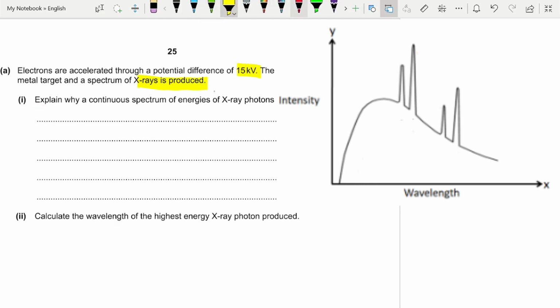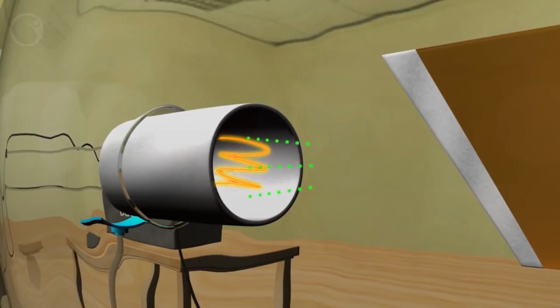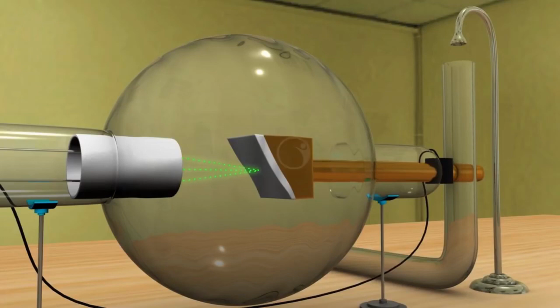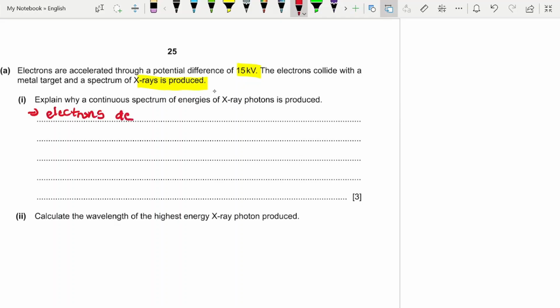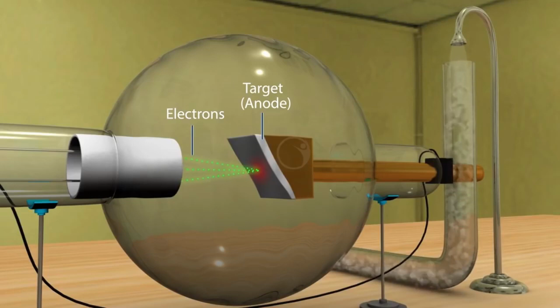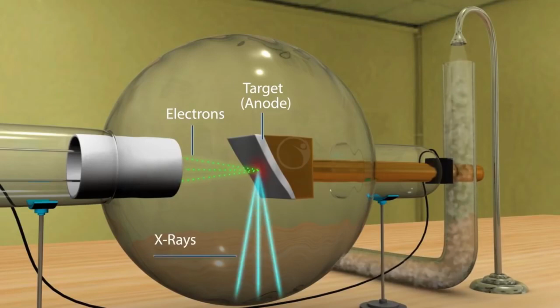With X-ray production, we have electrons that are moving at a very, very fast speed, right? Then they hit the metal target. They're going to hit nucleons, they're going to hit protons, they're going to hit electrons, and they're going to be decelerated, right? So electrons decelerate on hitting the metal target. They're going to decelerate when they hit the metal target, so X-ray photons are produced.